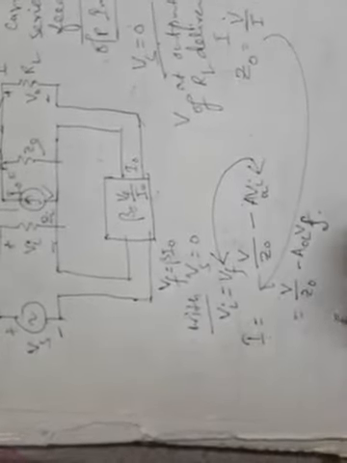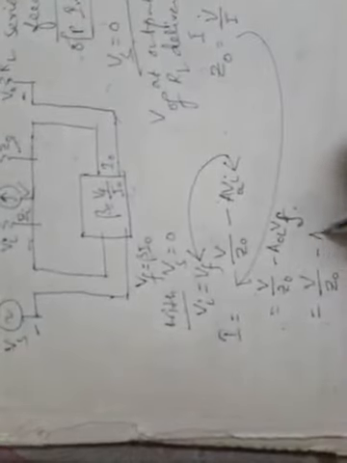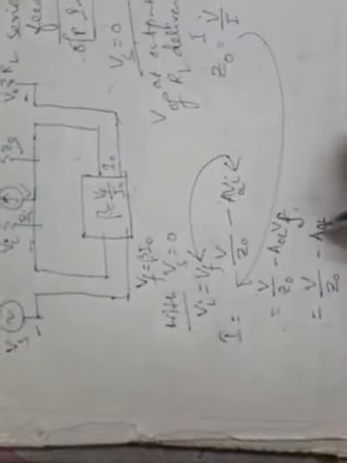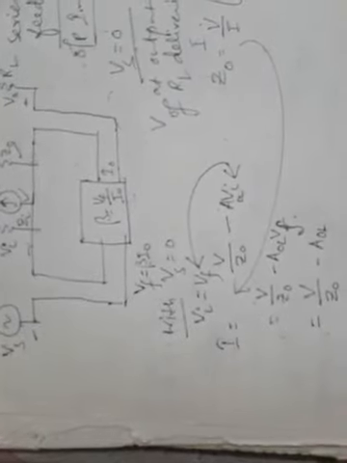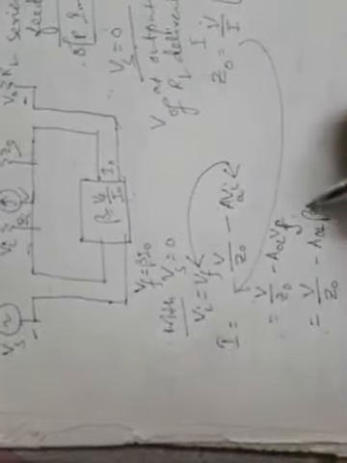So now instead of VF, we can write beta VO. So V by ZO minus AOL beta into I.